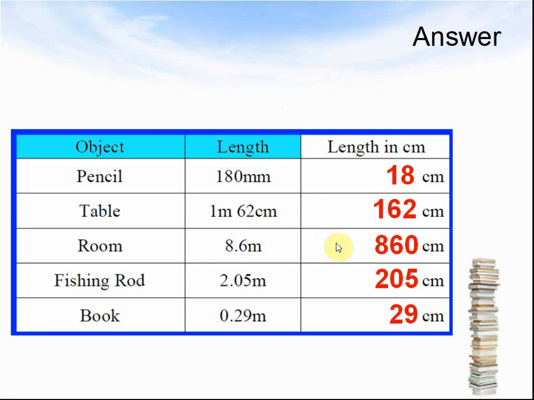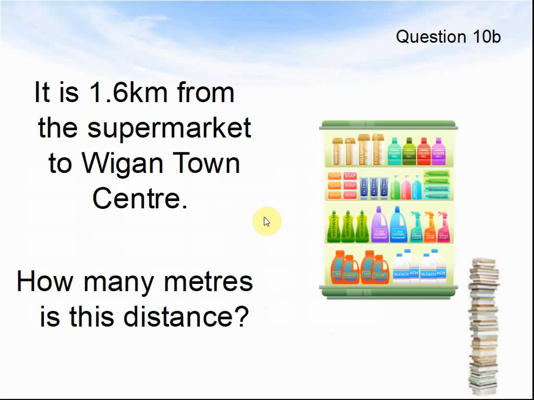8.6 meters, 860 centimeters. 2.05 meters is 205 centimeters. 0.29 meters, 29 centimeters. Let's look at the next question. Question 10b. It is 1.6 kilometers from the supermarket to Wigan Town Centre. How many meters is this distance?